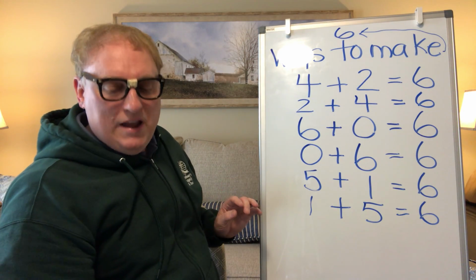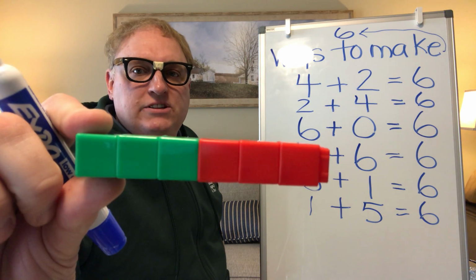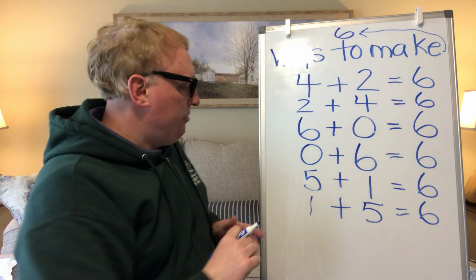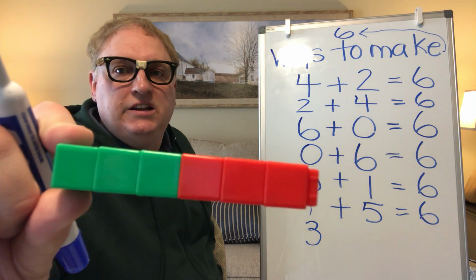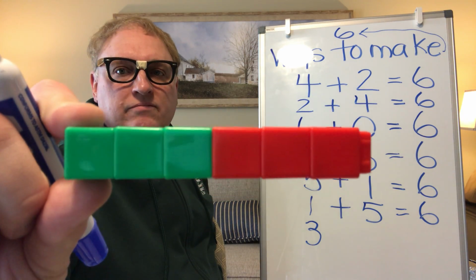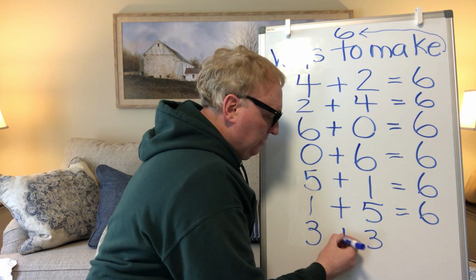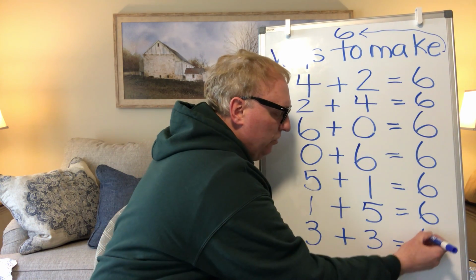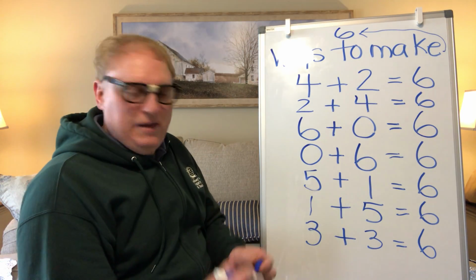There's one more way we can make 6, boys and girls. How many red do you see here? 3. How many green do you see? 3. 3 plus 3 equals 6. So these are all the ways to make 6.